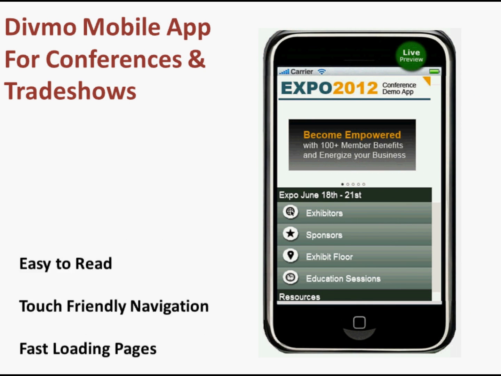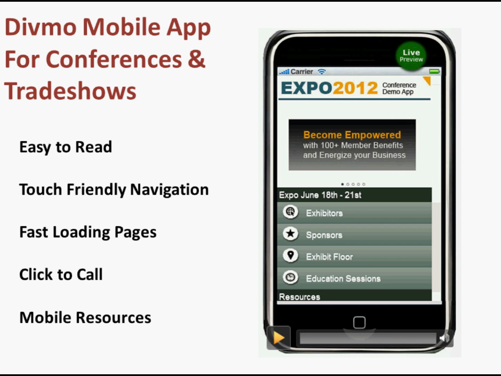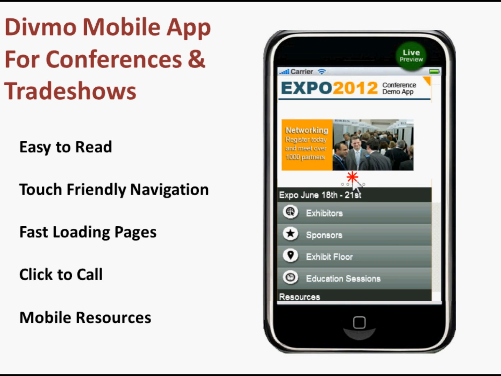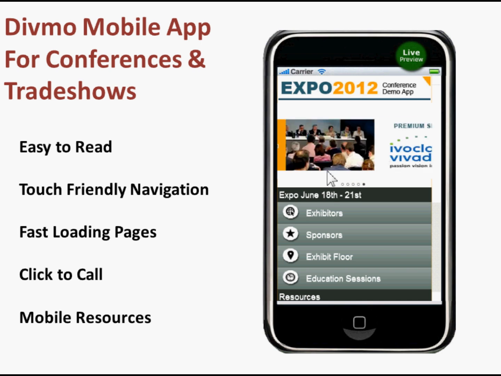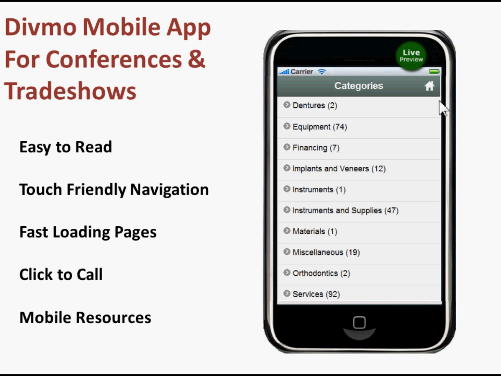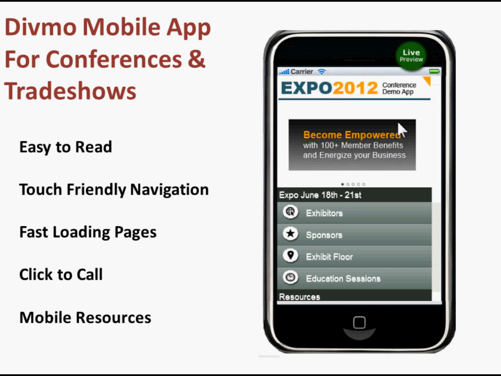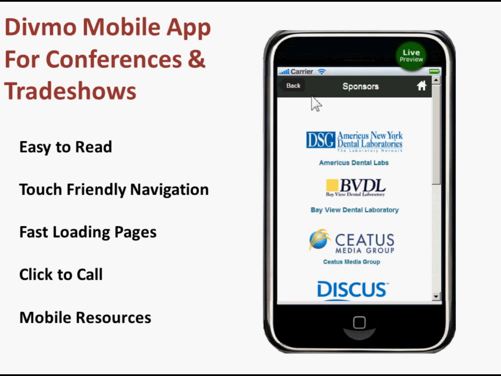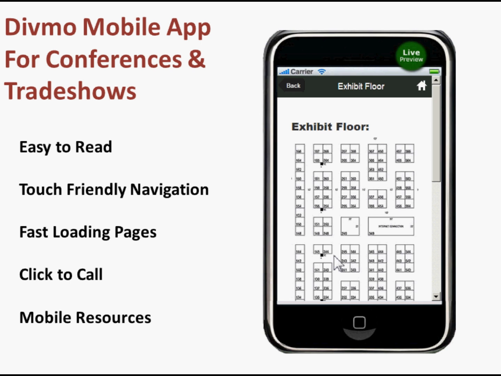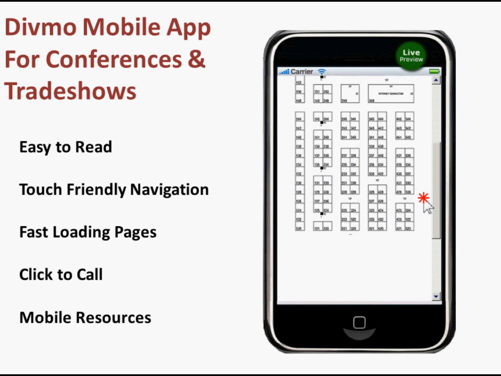DIVMO has a mobile web application for conferences and trade shows. It has a touch-friendly navigation. The pages load quickly. It has features like click to call and several mobile resources. Let's take a look. On the main menu, we can look at the sponsors, we can look at exhibitors, we can take a look at the exhibit trade show floor and where all the booths are located.